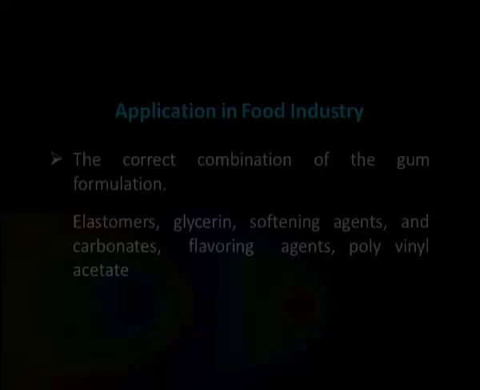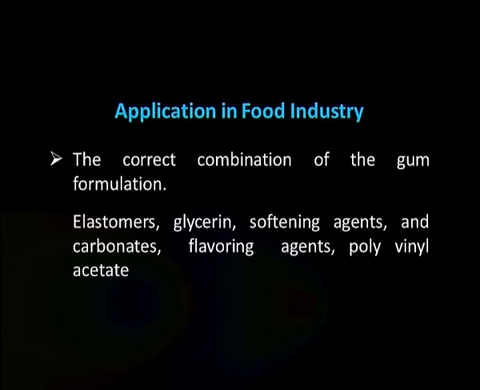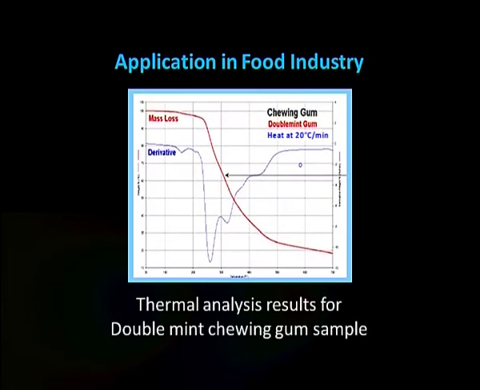The correct combination of the gum formulation, like elastomers, glycerine, softening agents and carbonates, flavoring agents, and polyvinyl acetate, can be determined by using DTA. Let us consider an example of a double mint chewing gum sample.